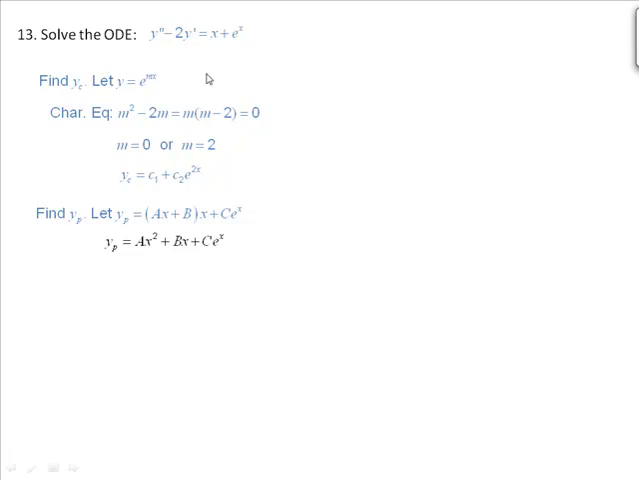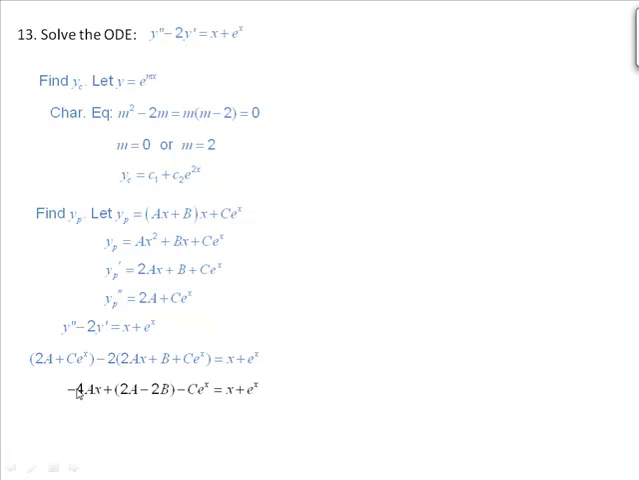I'm going to substitute in for the first and second derivatives. My first derivative is 2ax plus b plus c e to the x. My second derivative is 2a plus c e to the x. When I substitute into the original equation, I get 2a plus c e to the x, that's my y double prime, minus 2 times 2ax plus b plus c e to the x is equal to x plus e to the x.